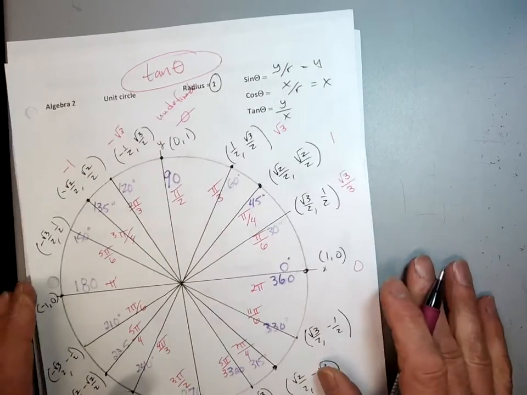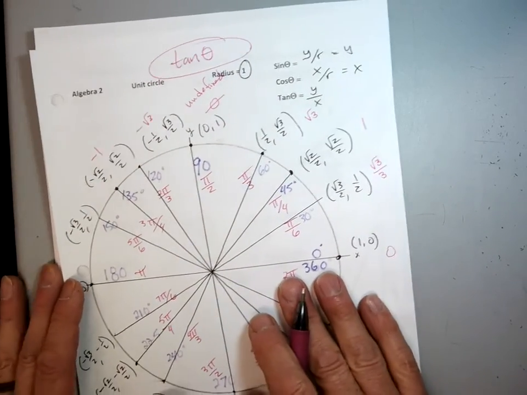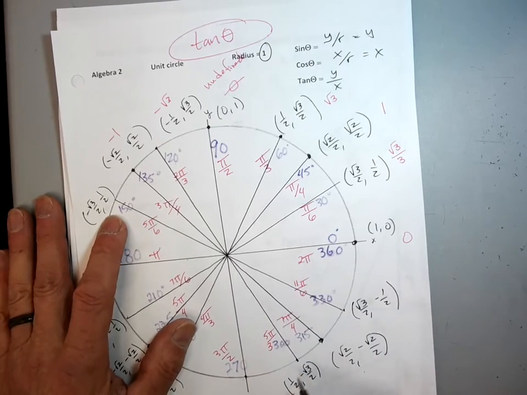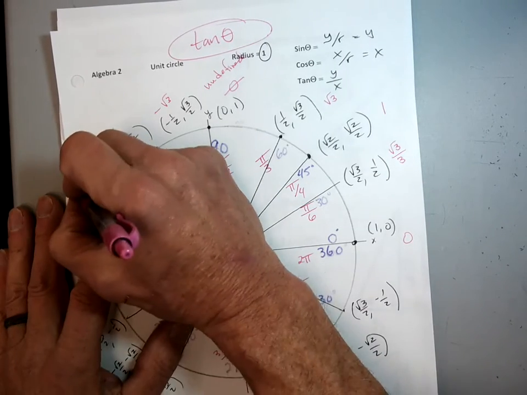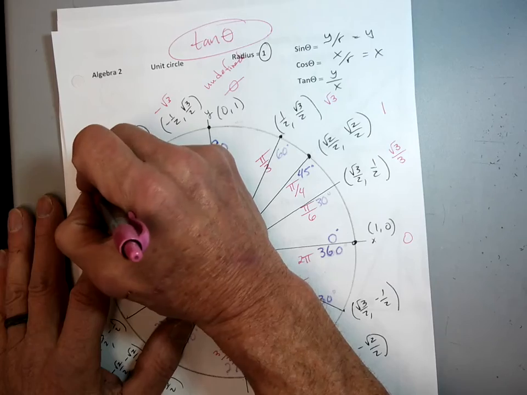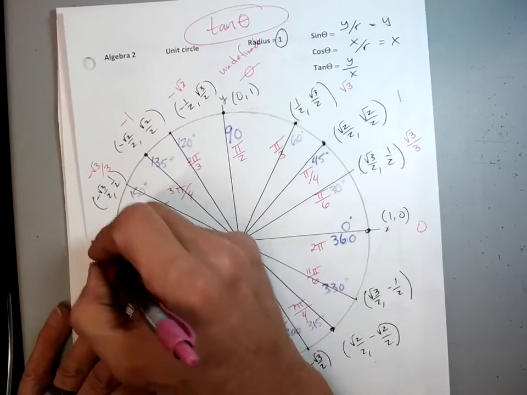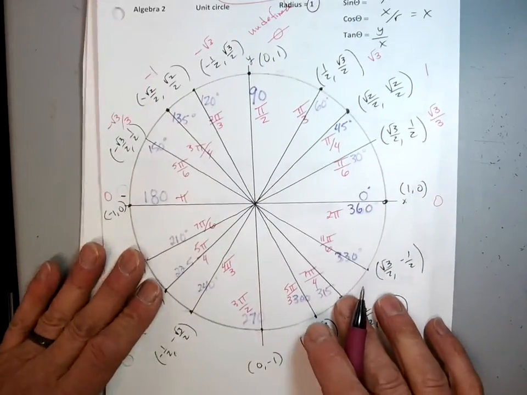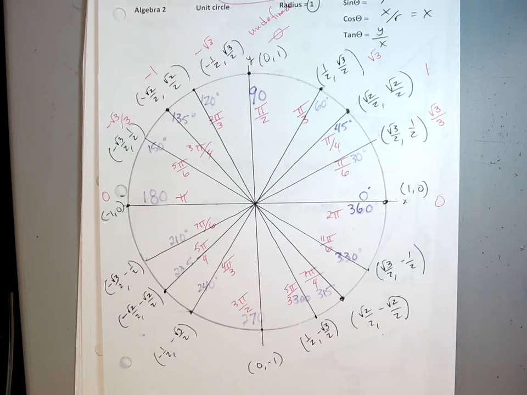You guys aren't putting this on your circle? Jay, you're not doing this? I thought I was doing this.